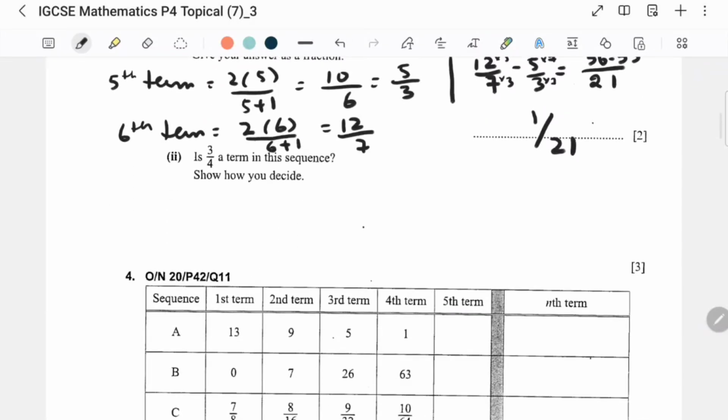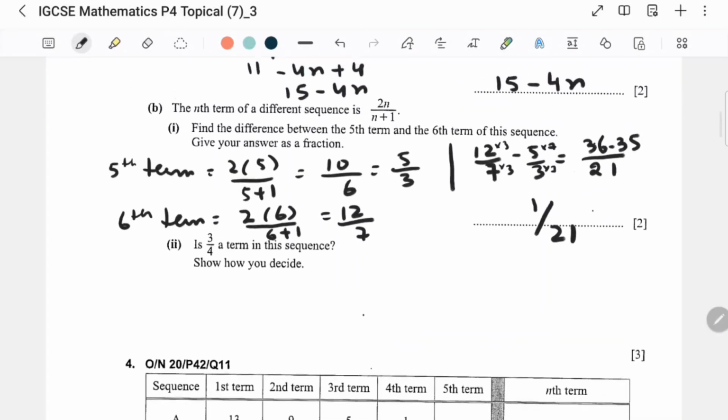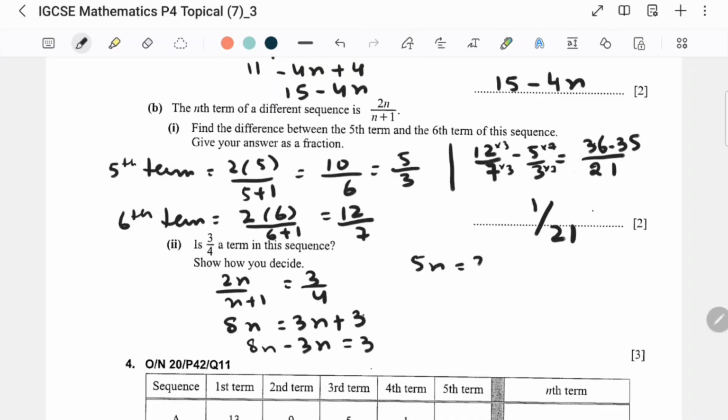Is 3 upon 4 a term in the sequence? Show how you decide. So what do you do? You write down that 2n upon n plus 1 is equal to 3 upon 4. Cross multiply: 4 twos are 8n equals 3n plus 3. So 8n minus 3n is equal to 3, and then you will get 5n is equal to 3. n is equal to 3 over 5.